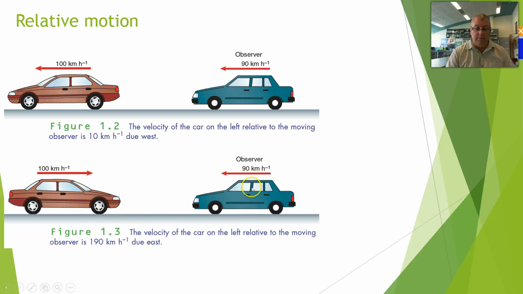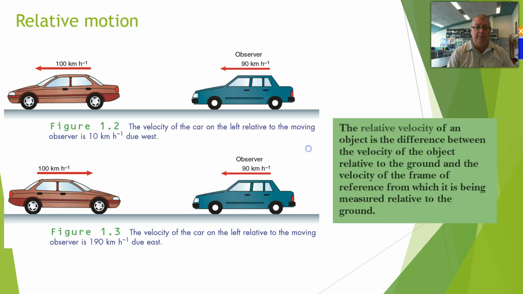Again, the same observer sitting in this car, but this time this other car is coming in the opposite direction, and so to the observer, the relative velocity is now 190 kilometres an hour due east. Now, 99% of the time, we're looking at it as if we're an observer outside of the scenario, and so the velocities are relative to each other, and so we could work it out. But sometimes we get trickier questions. Hope that's clear. Alright, so the relative velocity of an object is the difference between the velocity of the object relative to the ground and the velocity of the frame of reference from which it is being measured relative to the ground, so the observer.